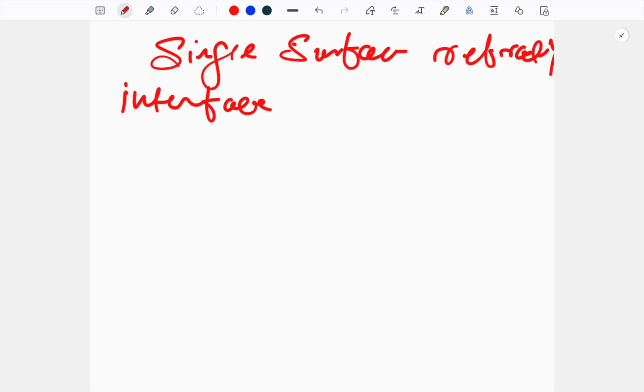Hello everyone. Today I'm going to talk about single surface refracting interference. It may be quite a long discussion today. Let's start with this. What I'm going to talk about is a single surface, not a double surface. Let me give an example. I'm going to talk about one surface.